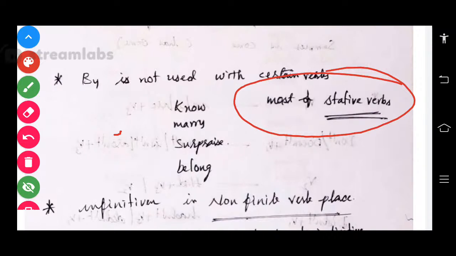Did you understand this? The stative verb means nothing but a verb, a word which denotes an action, but that is a mental action. Okay, that's a mental action.